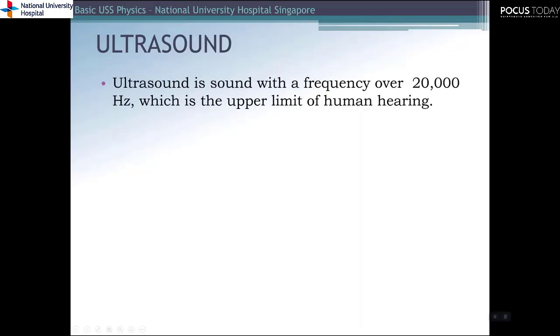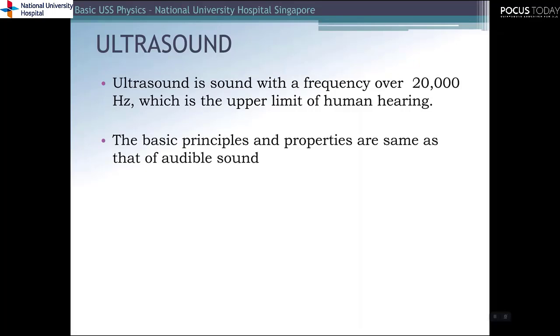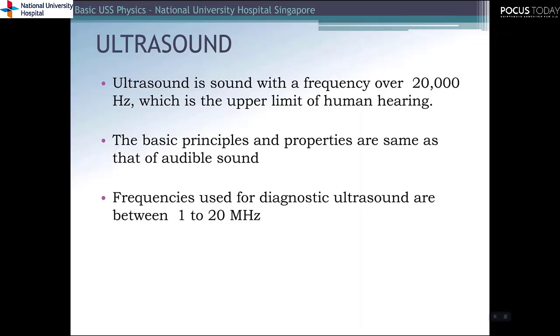Ultrasound is sound waves with a frequency above 20,000 Hz. This is above the normal hearing capabilities of humans. The basic properties of ultrasound waves are the same as audible sound. The frequencies used for medical diagnostic imaging are in the range of between 1 and 20 MHz.